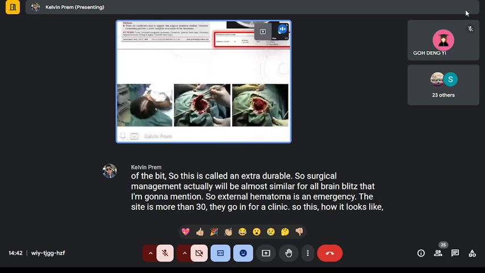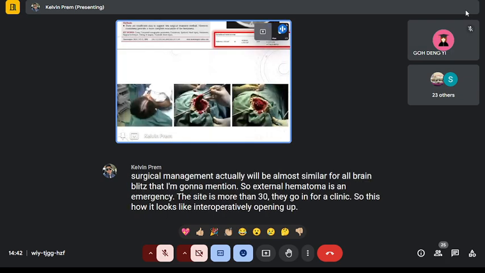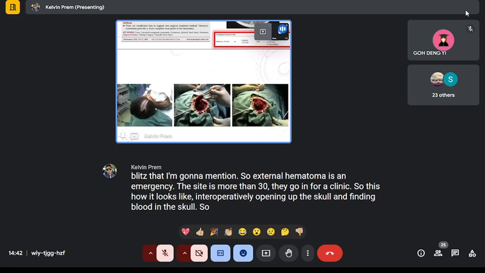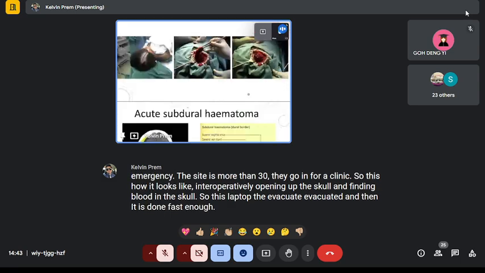So this is how it looks intraoperatively, opening up the skull and finding blood in the skull. So this blood clot will be evacuated, and then if it's done fast enough, the patient will have a full neurological recovery.